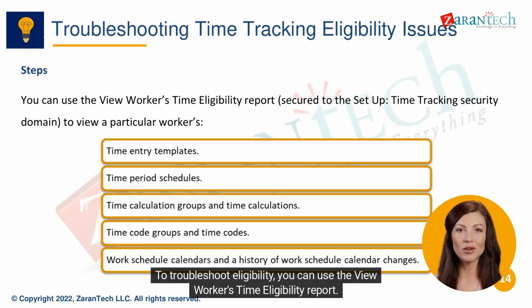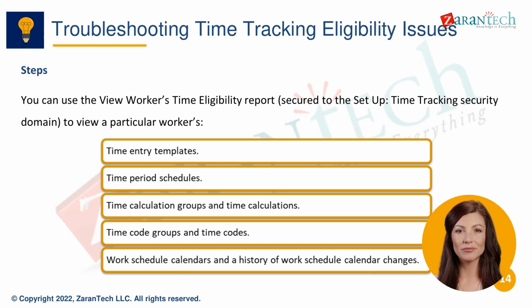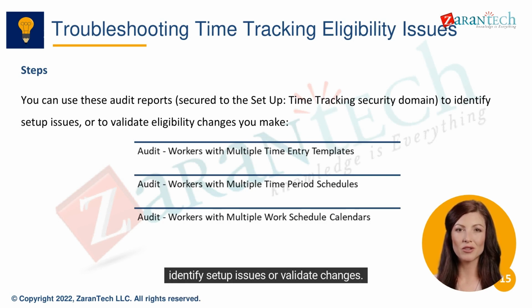To troubleshoot eligibility, you can use the View Workers' Time Eligibility Report. This shows a worker's specific eligibility. You can also use audits like the Time Tracking Eligibility Change Audit and Time Tracking Eligibility Audit to identify setup issues or validate changes.